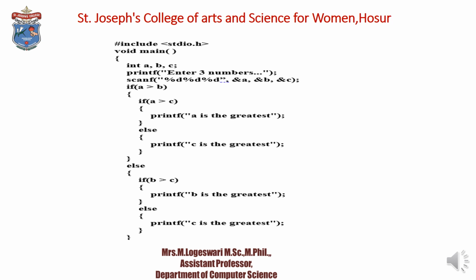Suppose the c value is 15. This condition will be false, so it moves to the else part. So what value do we get? c is the greatest value.